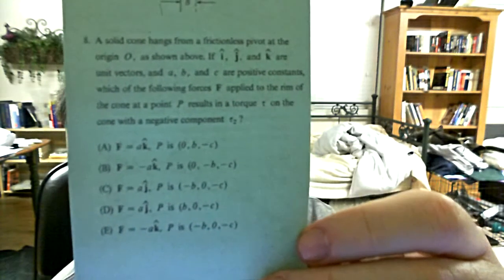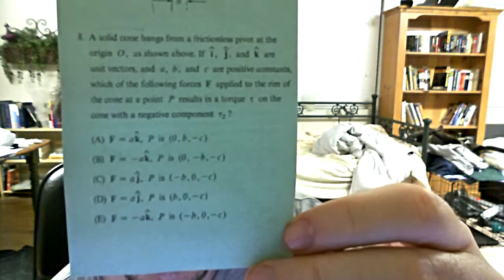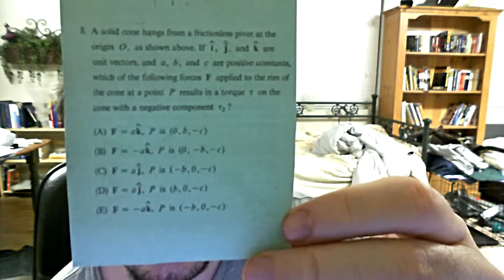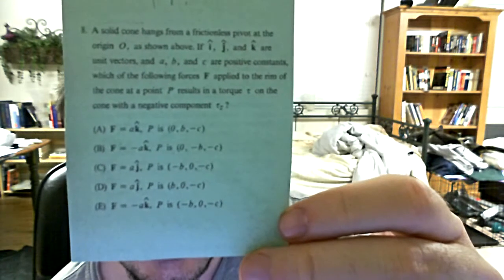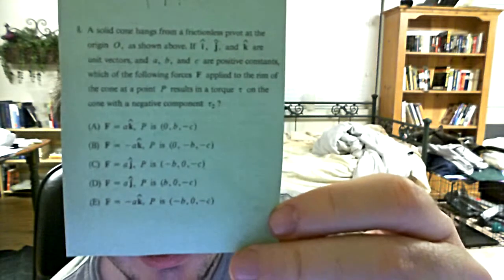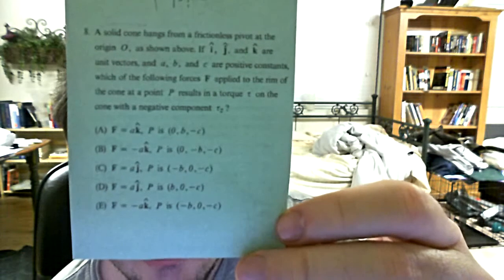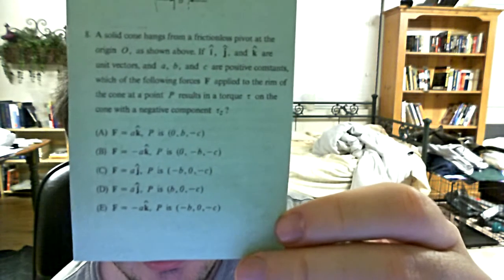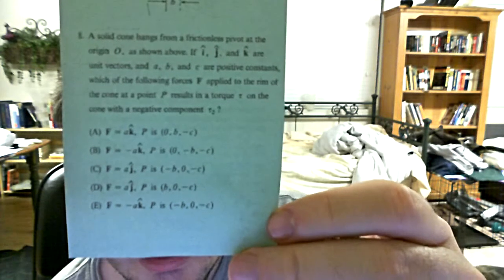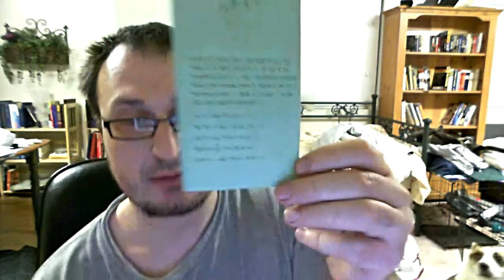Number 8: a solid cone hangs from a frictionless pivot at the origin O as shown above. If the unit vectors i, j, and k are unit vectors and a, b, and c are positive constants, which of the following forces F applied to the rim of the cone at a point P results in a torque tau on the cone with a negative component tau sub z?